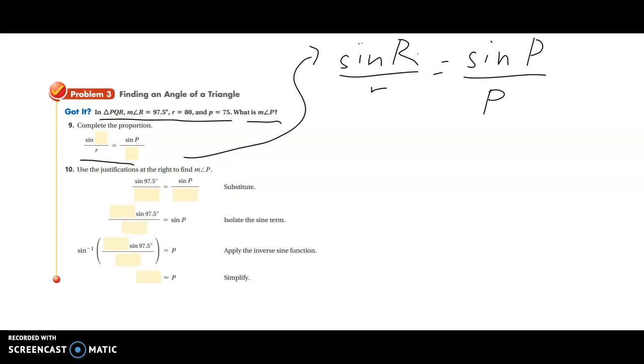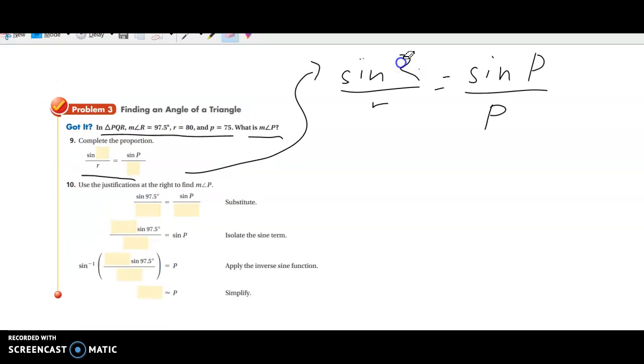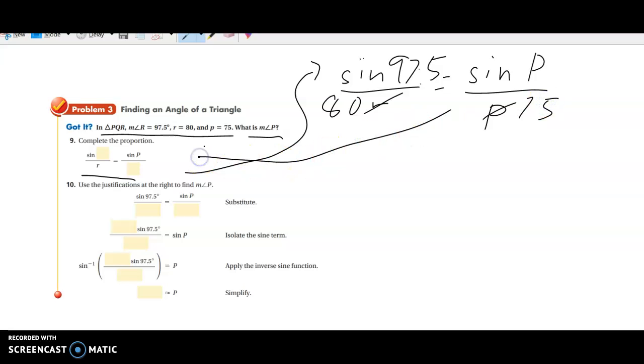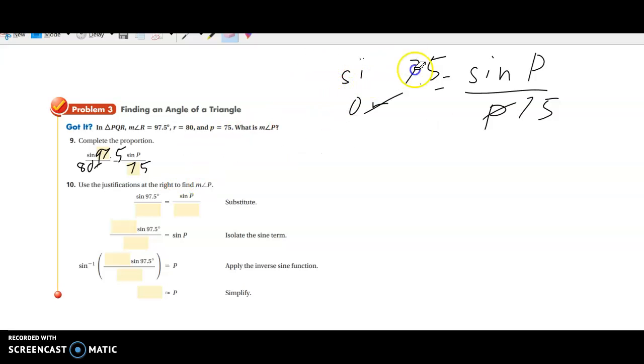We have already some given values, so let's just input those values into this equation. So the measure of angle R is 97.5, and R equals 80, so we'll be substituting 80 for R, and P equals 75, so we'll be substituting 75 for P. Now we do the same thing here and just input those values. So it equals 97.5, 80, and 75 here. And that's just basically how we solve for number 9.